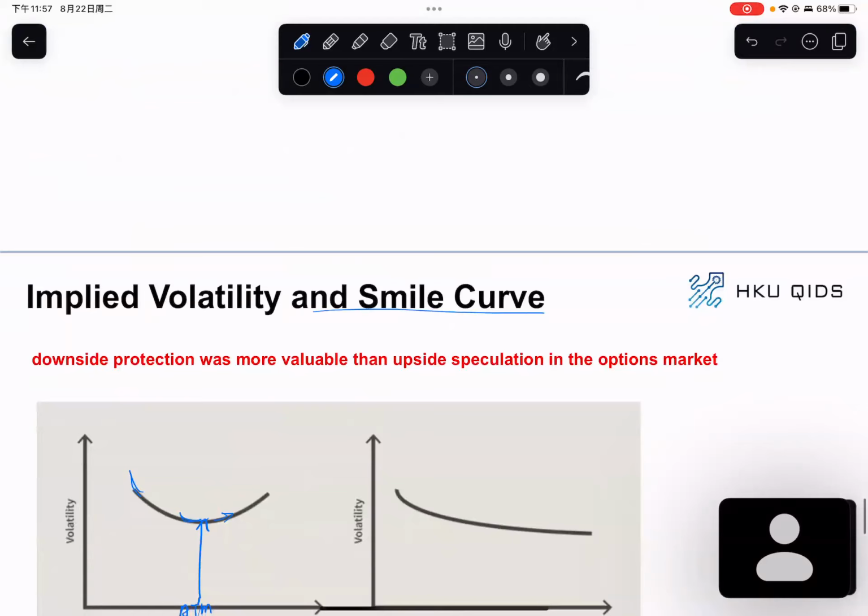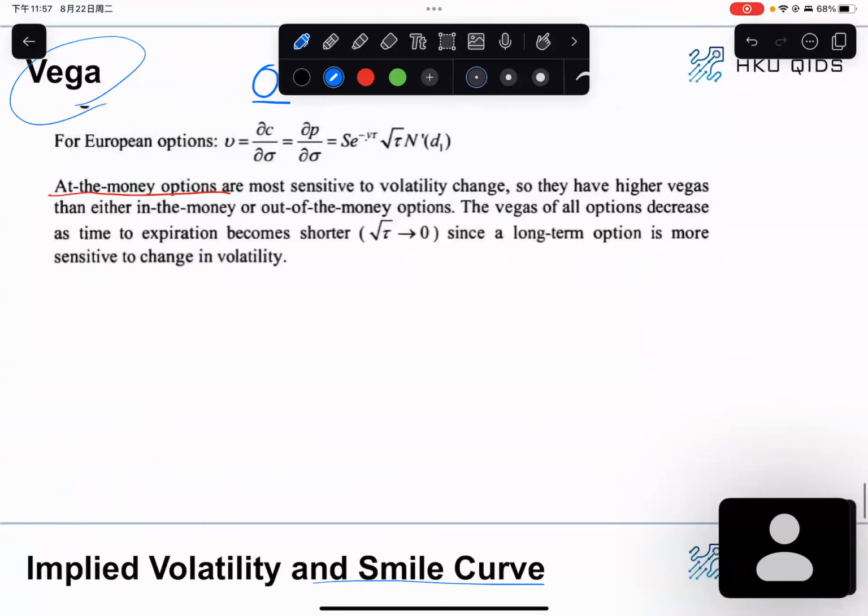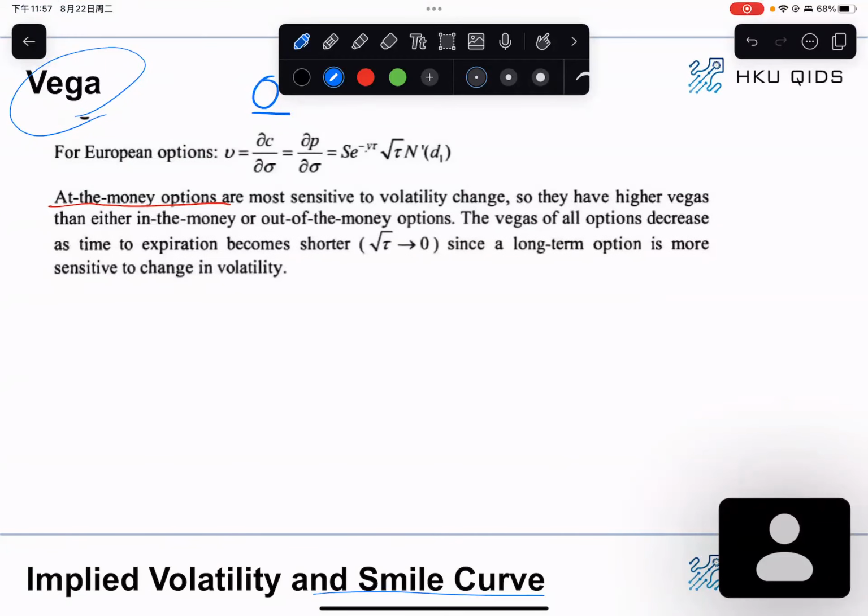It is trying to describe the relationship between the strike price and volatility. Okay, and if you go out of the money, then well, the volatility actually goes higher and higher.